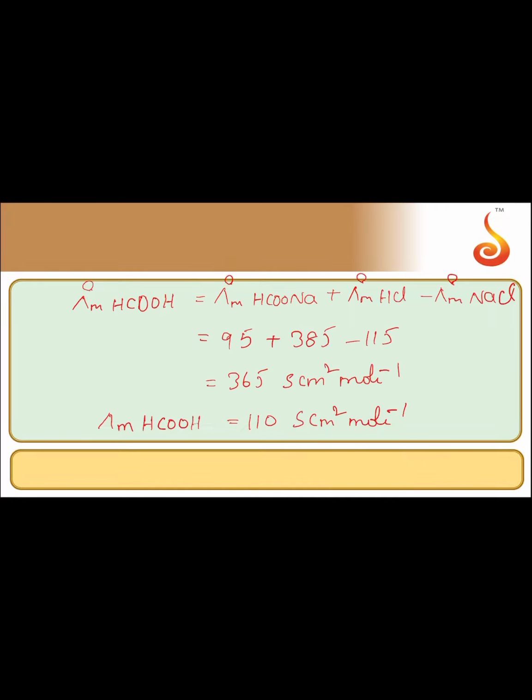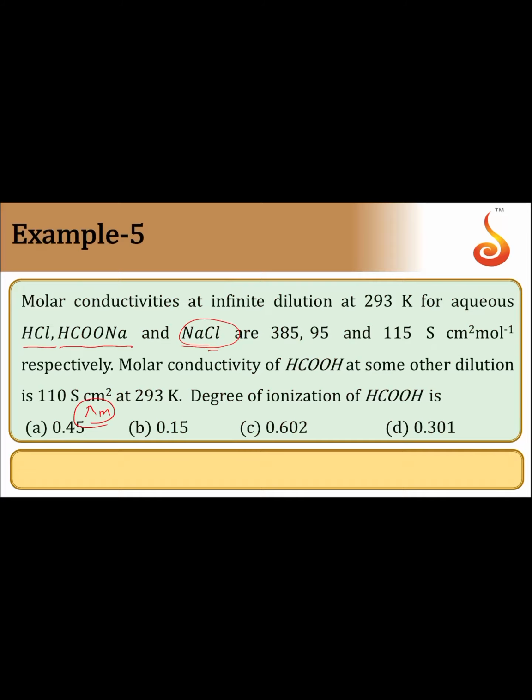We can calculate degree of ionization alpha. Alpha is equal to lambda m by lambda m naught. Lambda m is 110, lambda m naught is 365, that is 0.301. So the degree of ionization of formic acid is 0.301, option D.